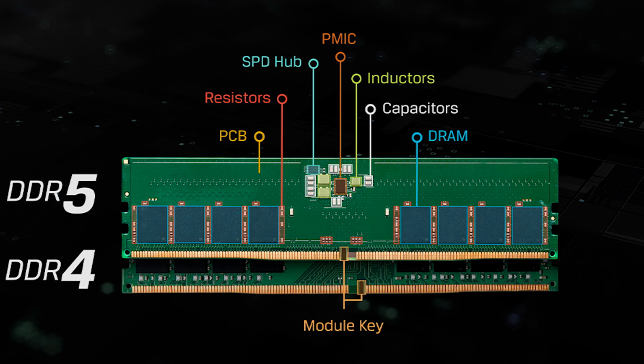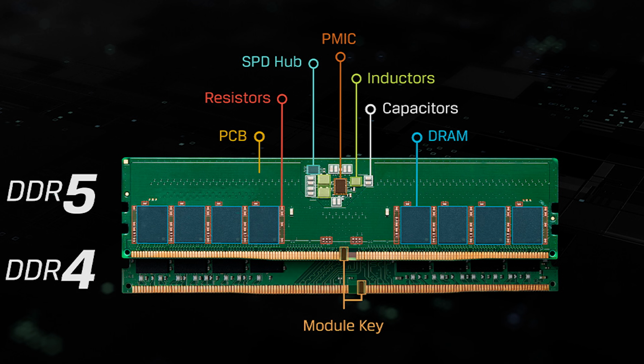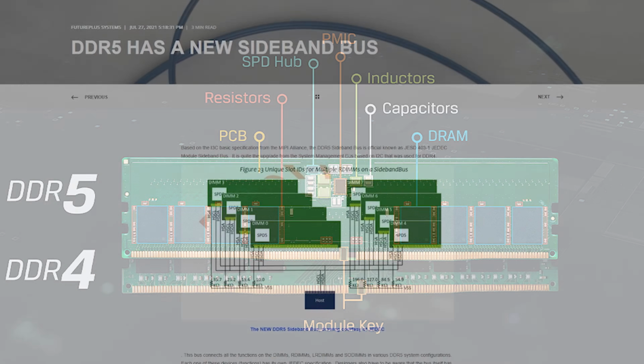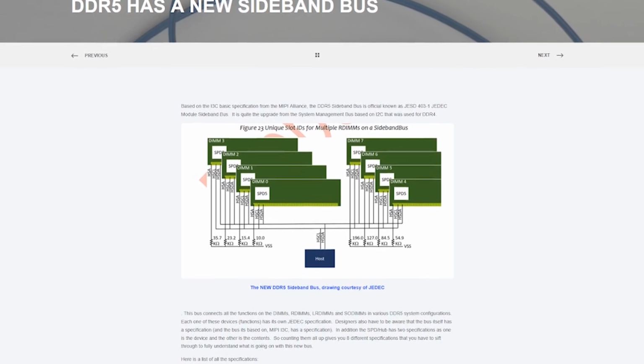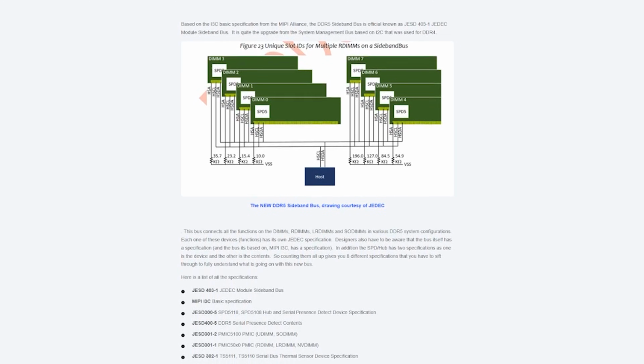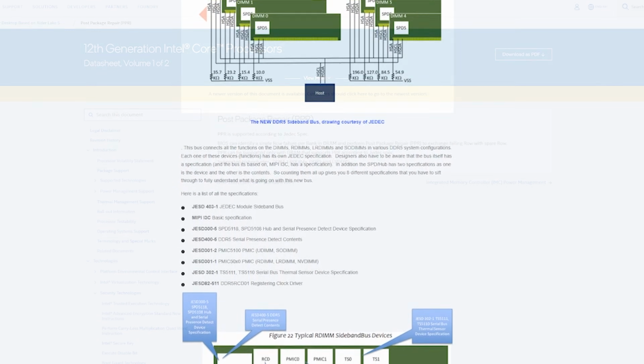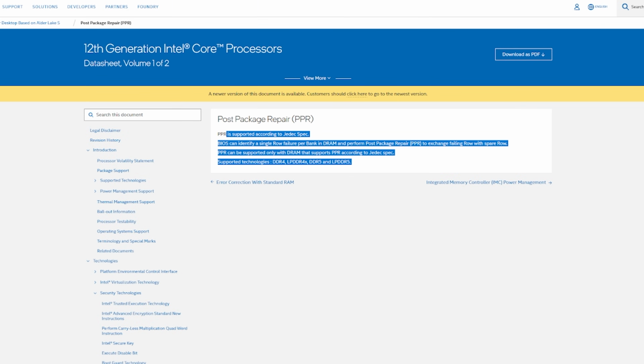DDR5 DIMMs are no longer just memory chips on a PCB. It now includes an SPD hub instead of a dumb EEPROM, support for faster sideband management, I3C instead of legacy I2C, more design considerations for monitoring and telemetry, in other words, tighter integration with the platform firmware. I mean, there are really insane technical features in DDR5 like post-package repair, where there are spare rows in the memory chip that can be reallocated for chip health monitoring and more.